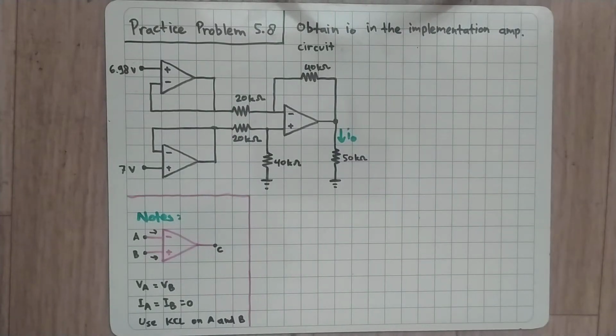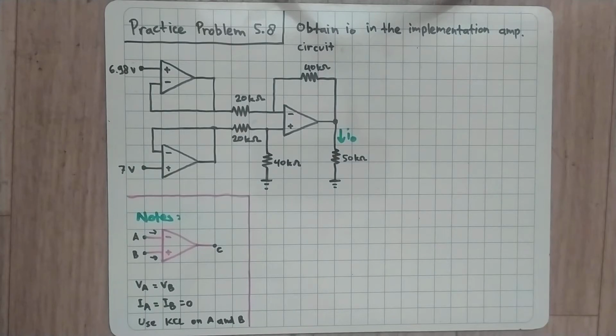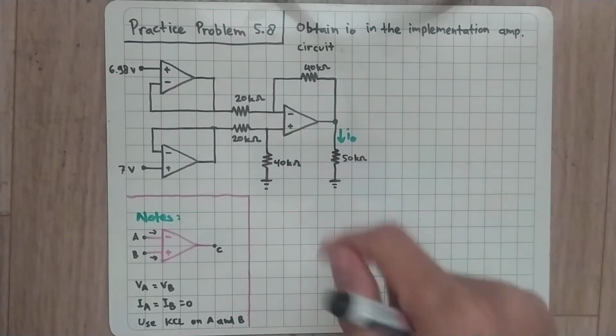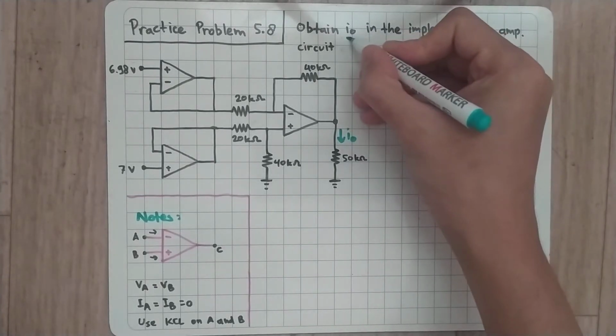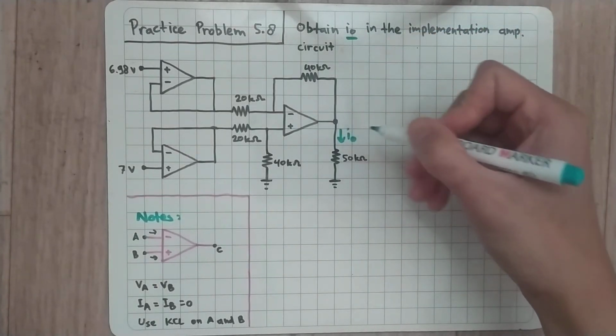Hi, my name is Arni and we are going to solve practice problem 5.8 from Sadiku book, and this is the circuit, and then we are asked to find I0. We are asked to find I0, and I0 is the current here.